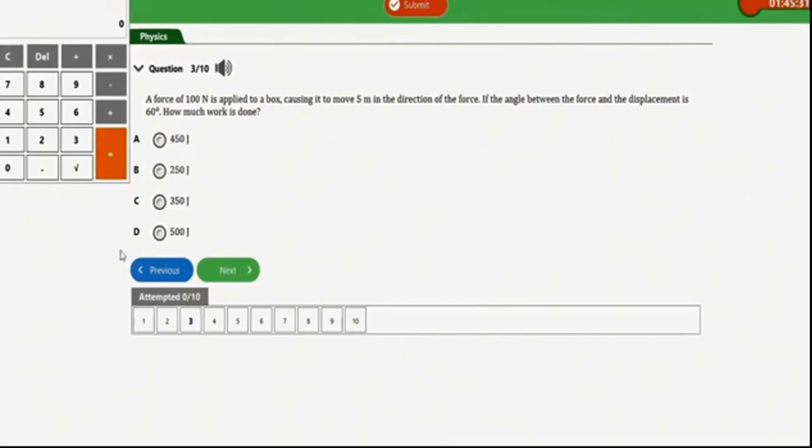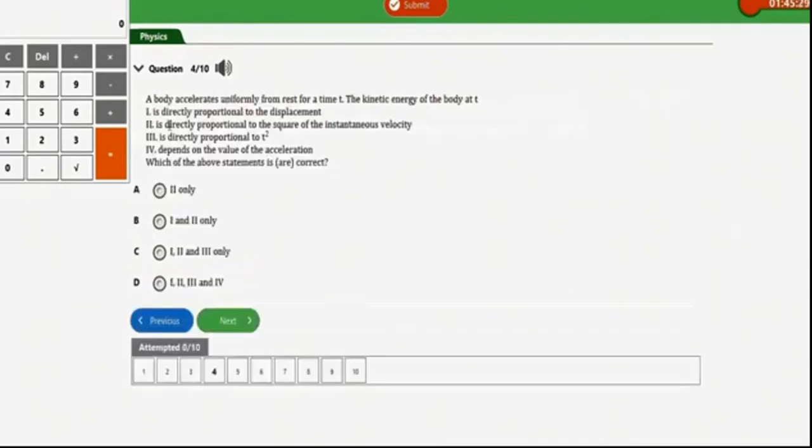Okay, so the next repeated question will be this. It says a body accelerates uniformly from rest for a time t. The kinetic energy of the body at t is: I, directly proportional to the displacement; II, directly proportional to the square of the instantaneous velocity; III, directly proportional to the square of the time, t squared; IV, depends on the value of the acceleration. Which of the above statements is or are correct?